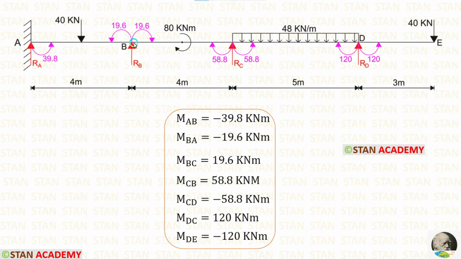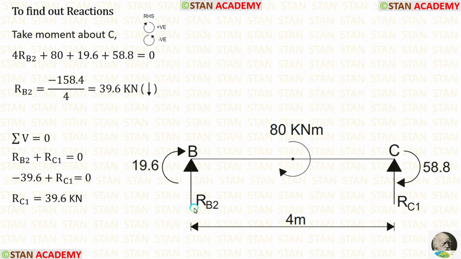Now let us take the span BC and find out the vertical reactions. In the span BC, there are two moments, MBC, which is acting in the clockwise direction, and MCB, which is also acting in the clockwise direction. In this span, first I am going to find out RB2. For that, I am going to take moment about C. RB2 is acting towards the point C in the clockwise direction. So it will be positive and the distance is 4 meter.